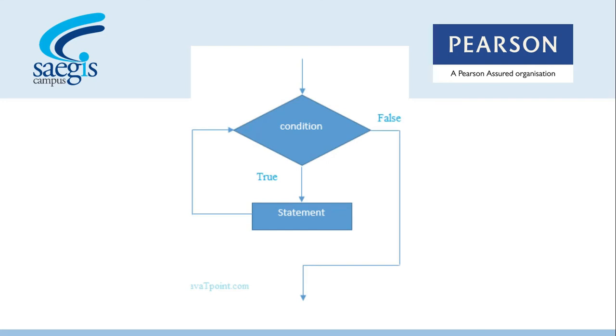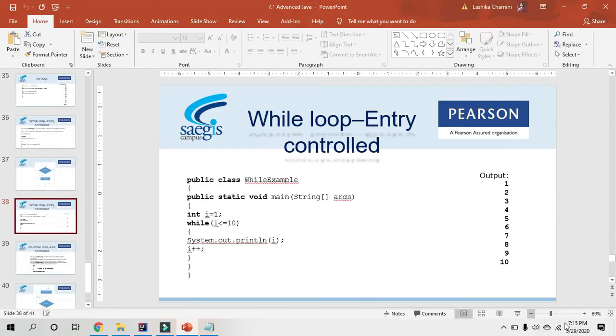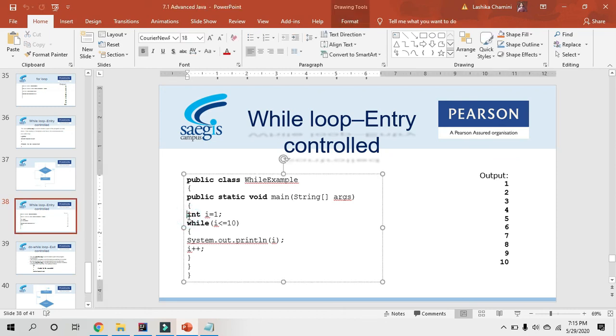So this is the flow chart. At first you have to check the condition. If the condition becomes true, then do the statements and then again go and check the condition. So this is going to iterate, or loop, until the condition becomes false. So here we have some example. Using this while loop again, we are going to print numbers from 1 to 10.